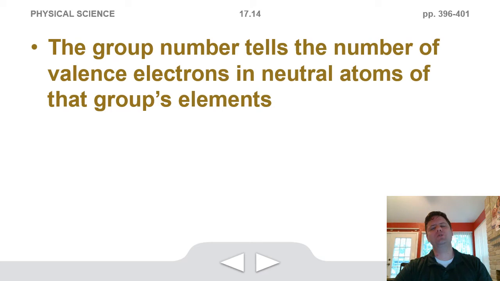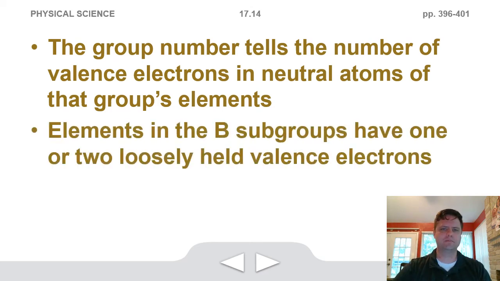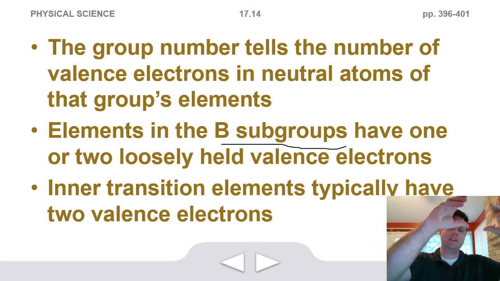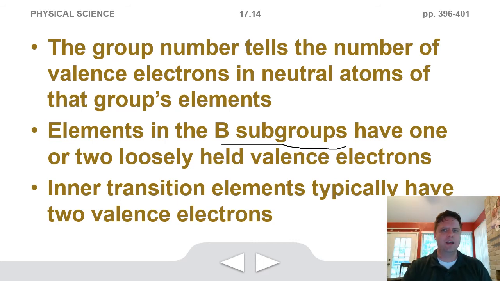So the group number tells you the number of valence electrons in neutral atoms of that group's elements. Elements in the B subgroup have 1 or 2 loosely held valence electrons. Remember, the B subgroup is the transition metals, that yellow section on the periodic table, and these all have roughly 1 or 2 loosely held valence electrons, and they're all metals. The intertransition elements, that's that section that sits at the very bottom of the periodic table that otherwise would be inside the periodic table, making it even wider. Those typically also have 2 valence electrons.